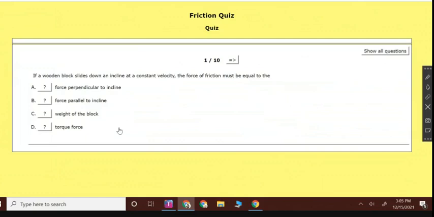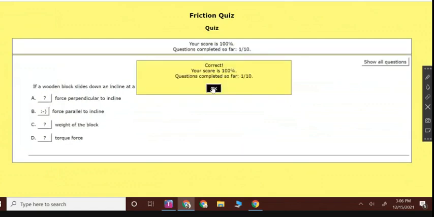When you're going at constant velocity, A equals 0, so the friction force, the one that goes this way, is equal to the force parallel to the incline. They're equal but opposite. Okay? Just have to memorize that.